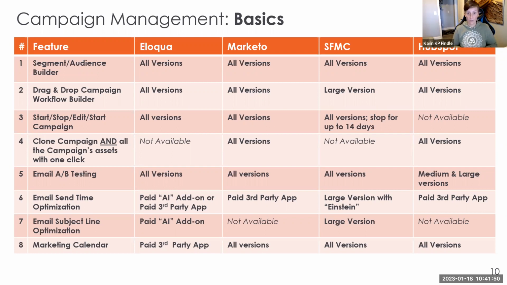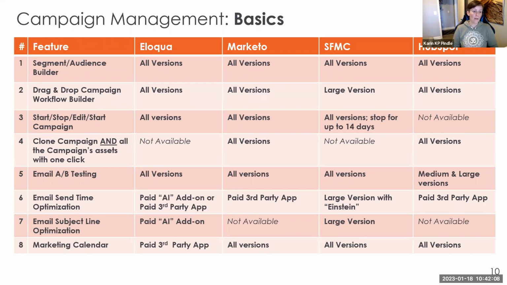Marketo and HubSpot do allow the cloning of campaign workflow, and it'll make a copy in that clone of all the other campaign's assets. So you don't accidentally edit, say, an email from a live campaign. But then you've got to remember to go into that clone campaign and edit all those copied assets.